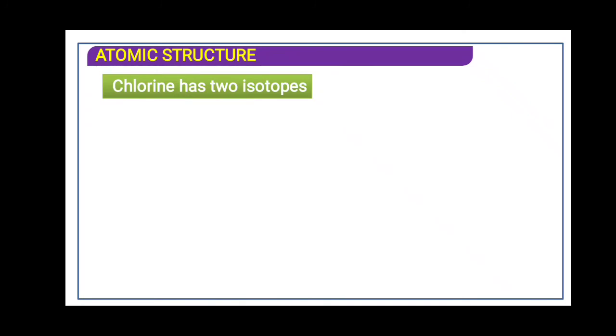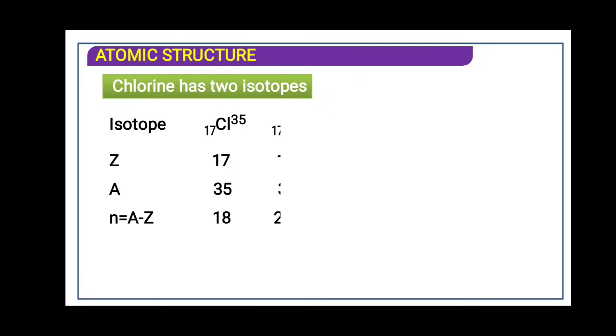Chlorine has two isotopes. The definition of isotopes: same atomic number but different mass number. Chlorine 35, chlorine 37. Now you know how to write the atomic number, mass number and the neutron number. Now what are isobars? Isobars have different atomic numbers but the same mass number.